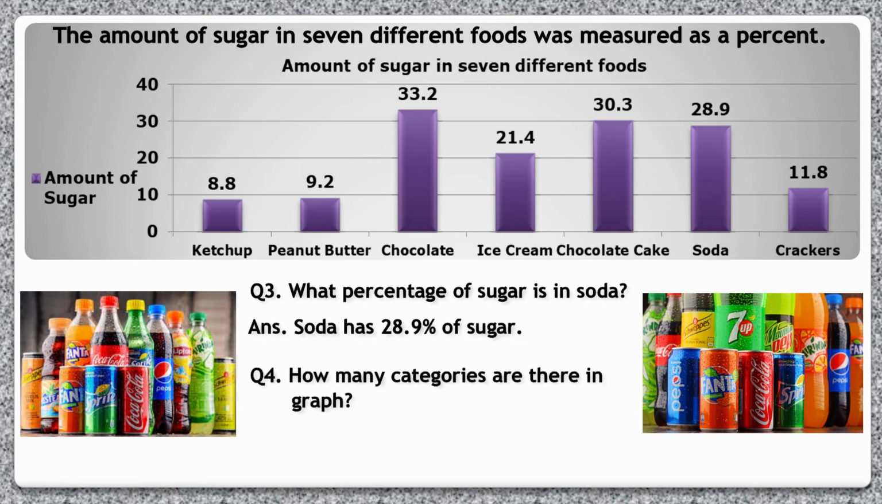How many categories are there in graph? Now count the categories. Yes, the right answer is there are 7 categories.